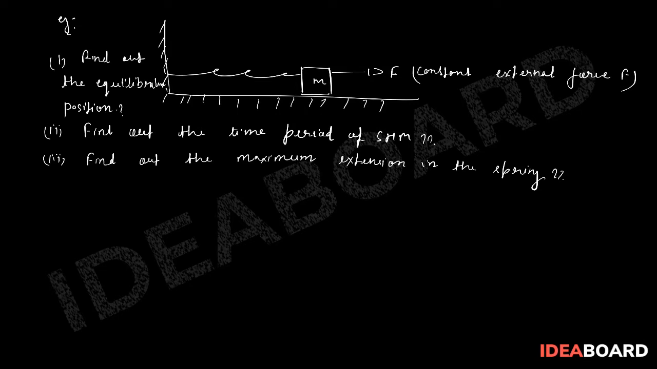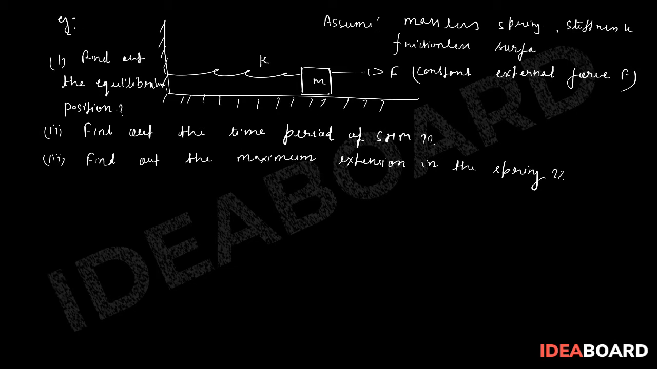Okay, so this is a highly important question because an external force is also present. So what you need to do, there are some assumptions. Assume a massless spring, stiffness K, or spring constant is K, and a frictionless surface is present.